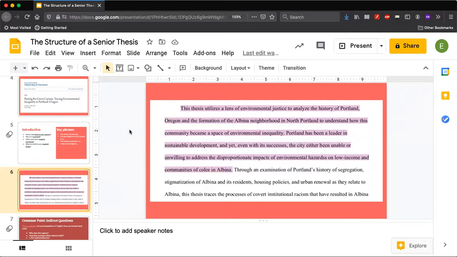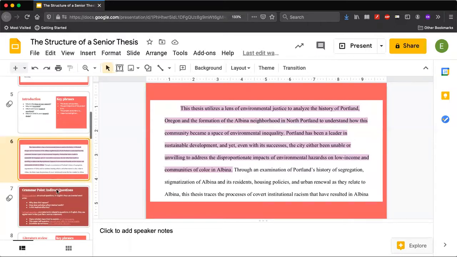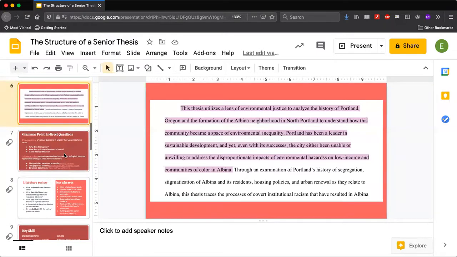So in this sentence, what the student is doing is establishing the stakes, right? A lot of people see Portland as a great example of environmental policy, but there's one area where that reputation is really not earned, right? And they want to investigate that. So I think this is a good example of how in a couple of sentences you can establish what the thesis is going to be about and why it's important.